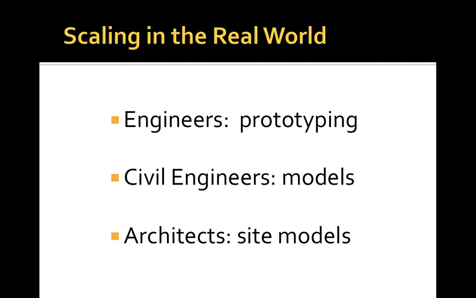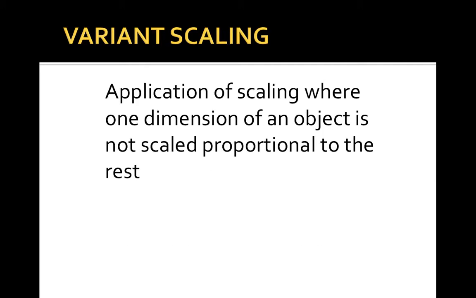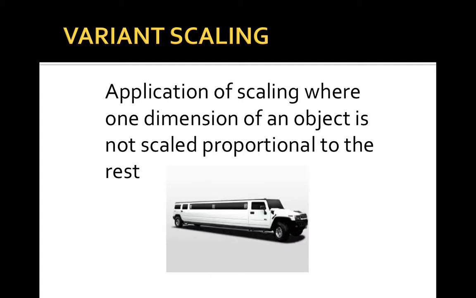So architects, again, use these models to formulate whether their designs will work and the flow of their designs throughout their product. One other process of scaling that I actually learned about in this chapter is variant scaling. I never encountered this before, but what it's telling me is that one of the dimensions of the object is not scaled proportionally to the other two.